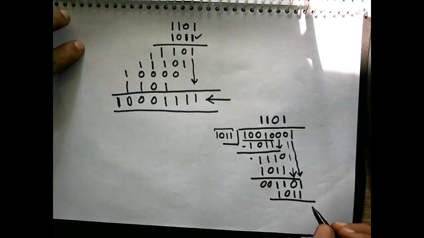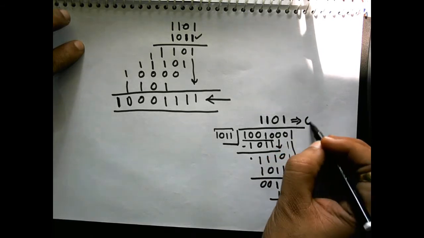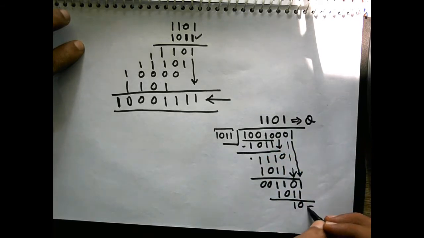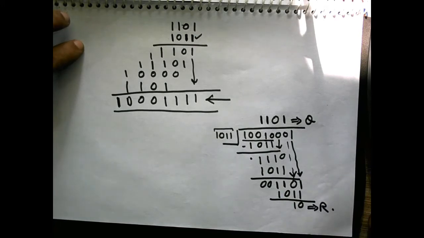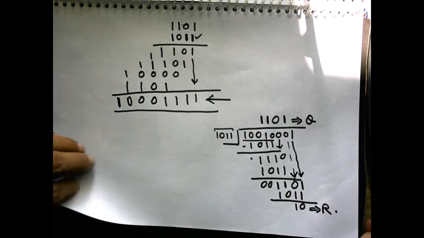If you do this kind of action, you will get a remainder 1 0. So you have this much as quotient and this much as a remainder. So this way you can perform the task of division in binary number system very easily.